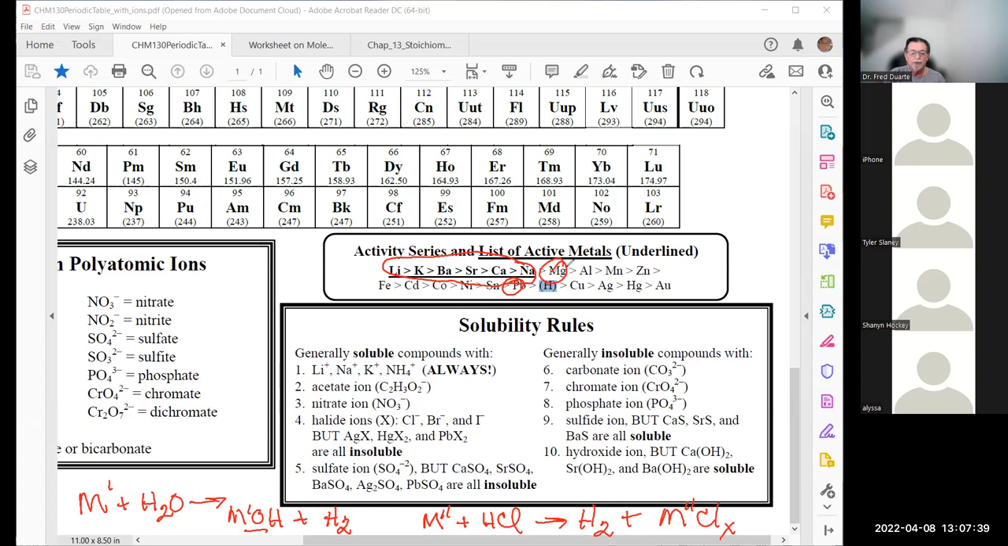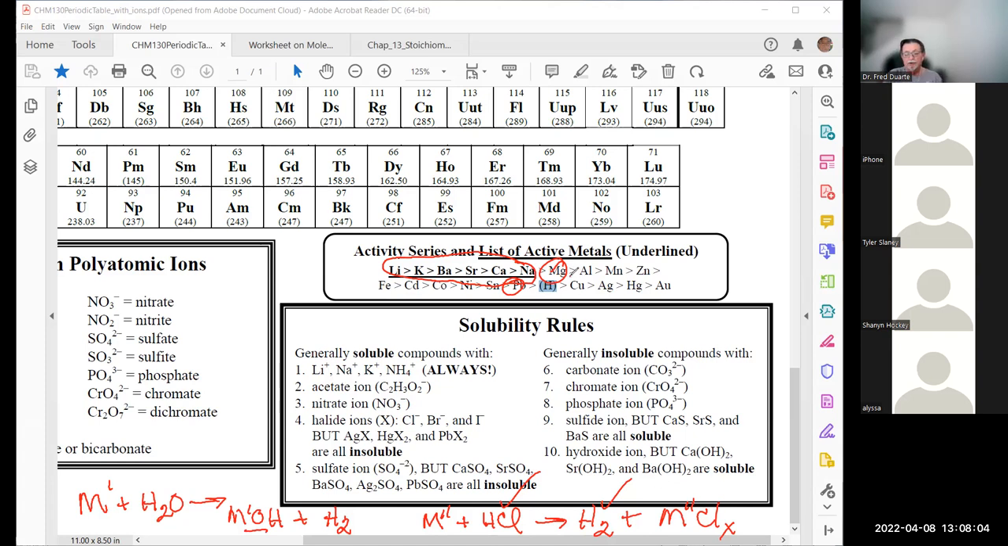The metals starting from magnesium up to lead do not react with water the way the ones in bold do. They require more aggressive conditions, and being more aggressive means you add a little acid to it. Given that all those metals before H are more reactive than H, they're going to react to give you hydrogen gas and the metal chloride, okay?